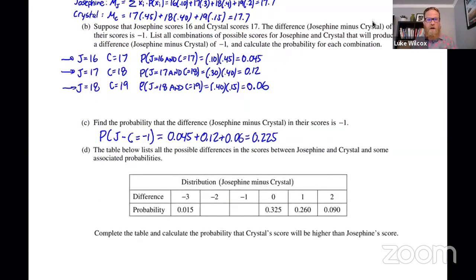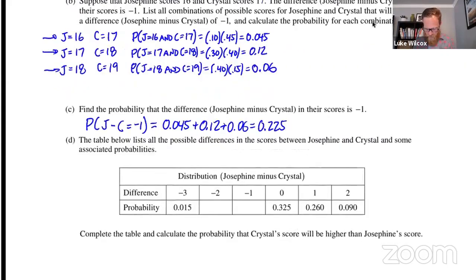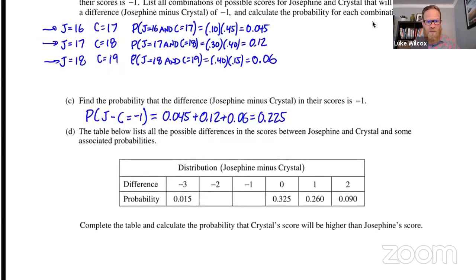Okay, on to part D. The table below lists all the possible differences in the scores between Josephine and Crystal and some of their associated probabilities. Complete the table and calculate the probability that Crystal's score will be higher than Josephine's score. Okay, they've provided most of the values for us here, but there's 2 that we need to calculate, and that's the probability that Josephine, so we're trying to do Josephine minus Crystal, -2 and -1. Well, hold up here. We just finished calculating the probability that the difference is -1. All I need to do now is to copy that value down, right?